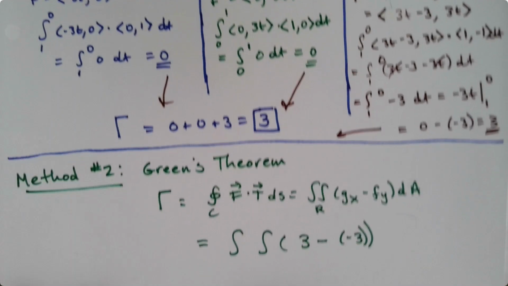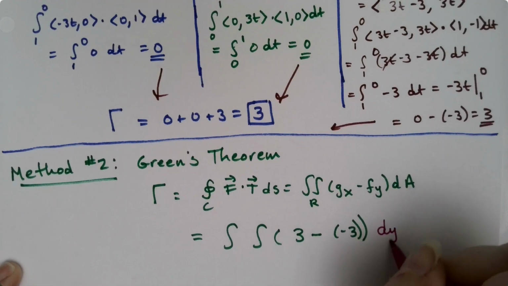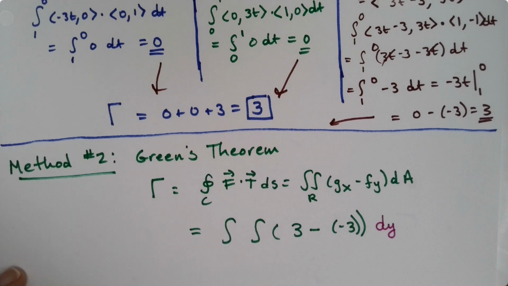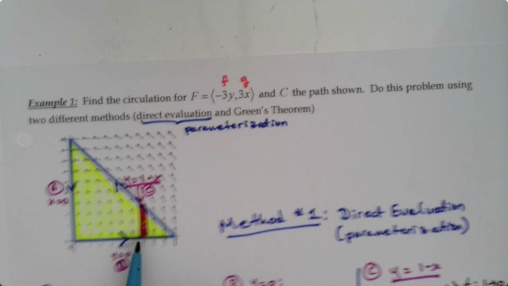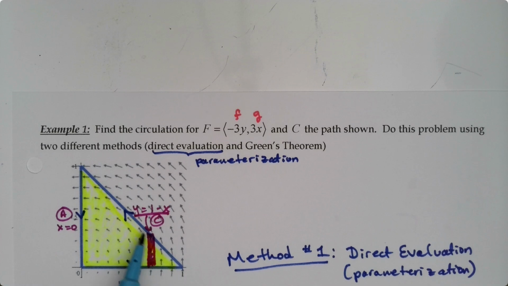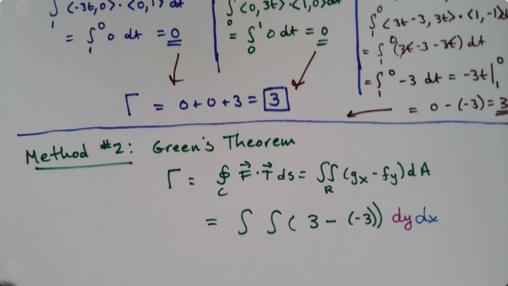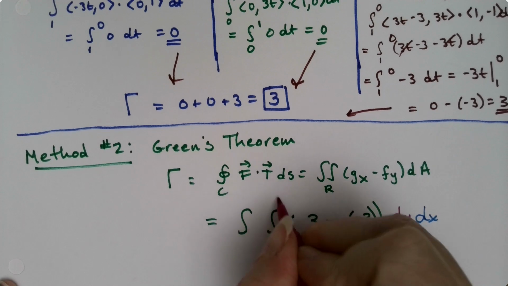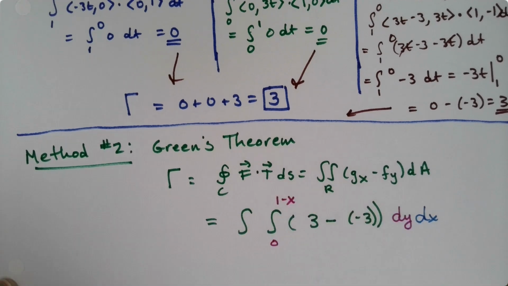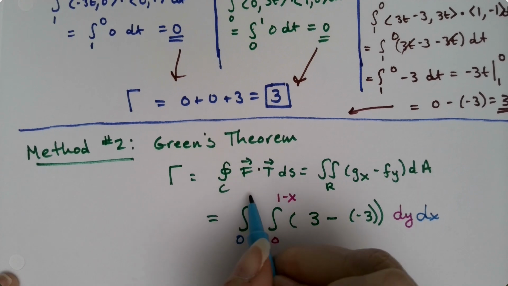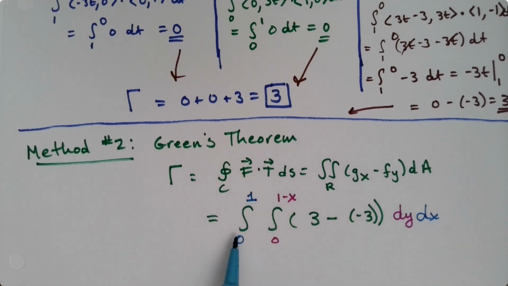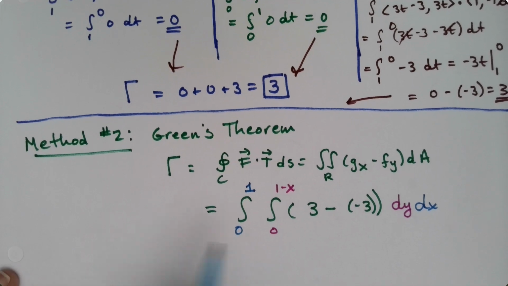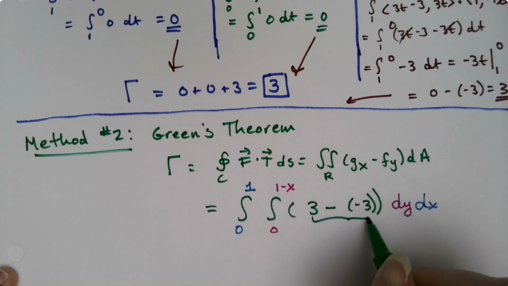Okay, so we're going to say dy dx. Y starts at the bottom and goes up to that diagonal line, so it's going from 0 to 1 minus x. X is going from the left side of the triangle, which was at 0, to the right side of the triangle, which is 1. The last integral always has to have constants. Okay, so this is really 6.